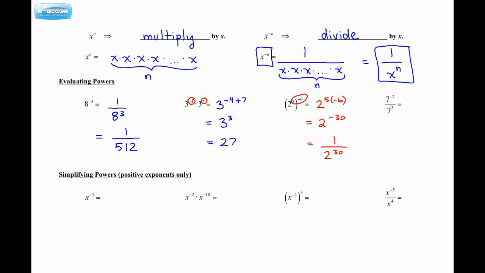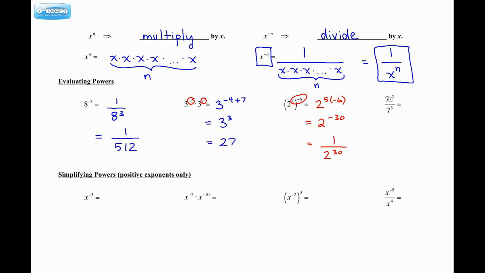Last one. 7 to the power of negative 2 divided by 7 to the power of 3. So I am dividing a power by another power, and notice that the bases are the same. It's just like this one, when we were multiplying two powers together of the same base, only we're dividing. Well, to work out this example, we added the exponents. So, for this, we subtract.